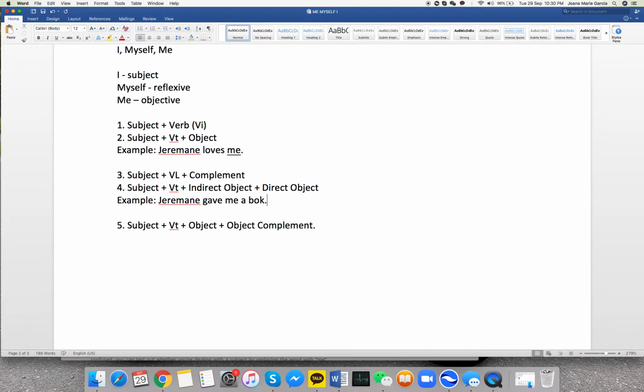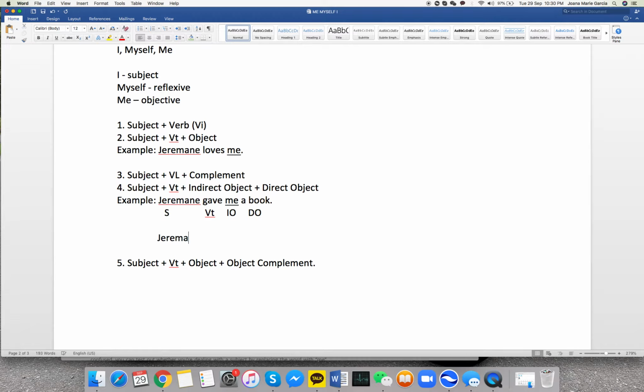So I am the receiver of the action. That is the indirect object. The subject is Germain, the verb is gave, that is transitive, and then we have indirect object me, and direct object book. Now, some people are confused with this. Some people would say, for example, Germain gave the book for me. This one is not SVIODO, and me here is not the receiver of the action. Don't forget that. That's a common mistake.